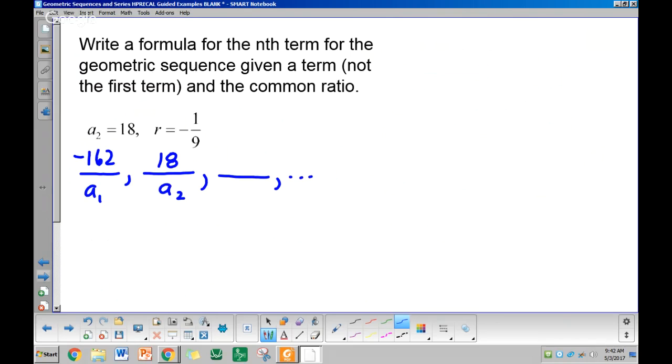Okay, so now we know a sub 1. And if you want it, this one would be negative 2, right? So this is an alternating sequence. And so a sub n, the general formula is going to be negative 162 times negative 1/9 to the n minus 1.